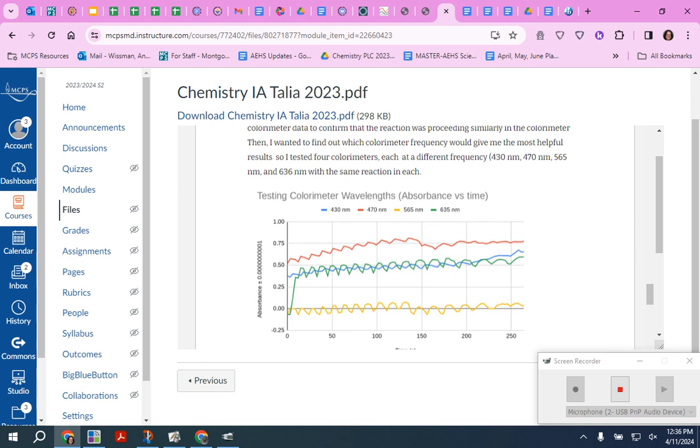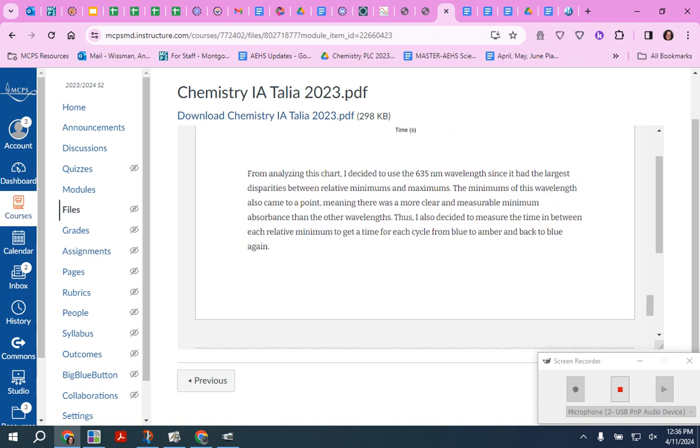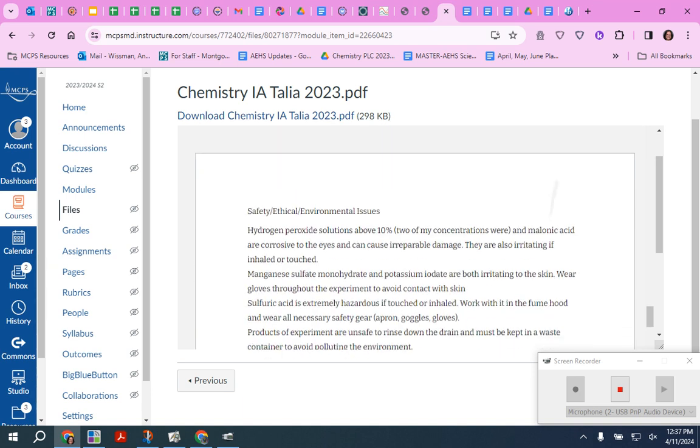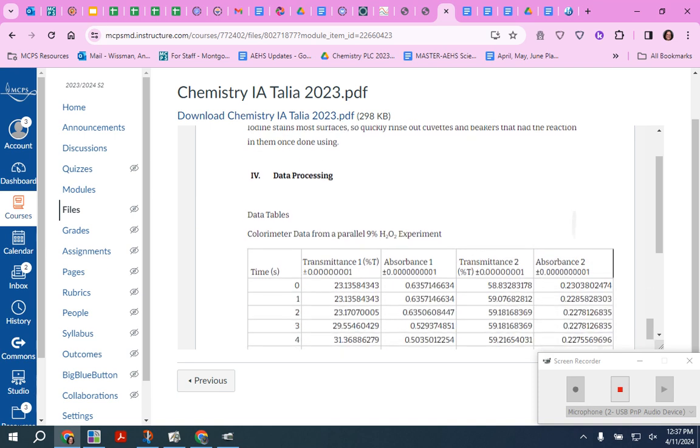So this was just a test of different wavelengths, and she picked one of these. So this was like a pilot experiment. It goes in the methods. And so, because of the data that I collected, I decided to use this wavelength because it had this characteristic. Safety, ethical, environmental issues: please put them in.